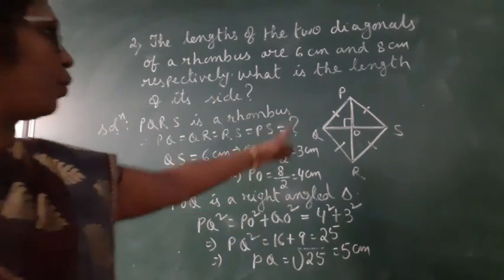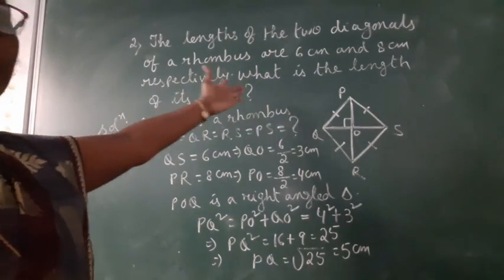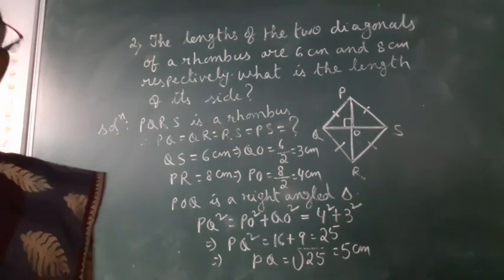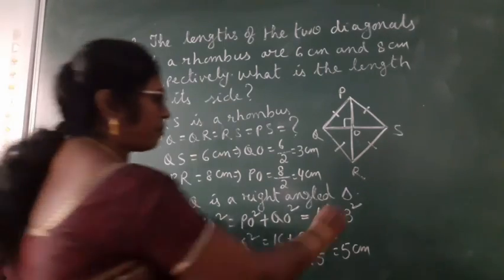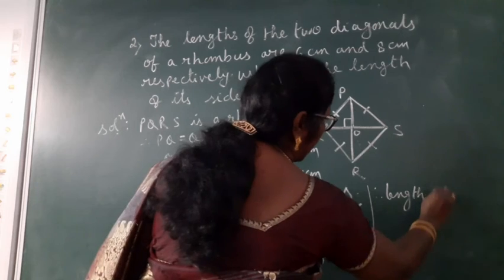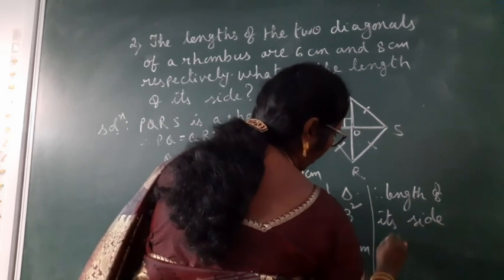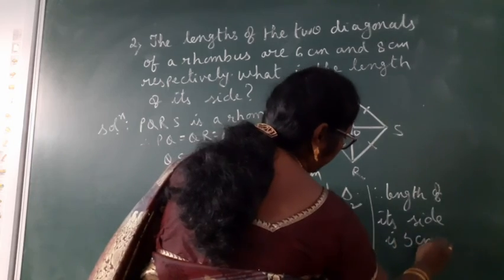So what is PQ? PQ is the side of the rhombus. What is the length of each side? Therefore, length of each side is 5 cm. We can write, therefore, length of each side is 5 cm.